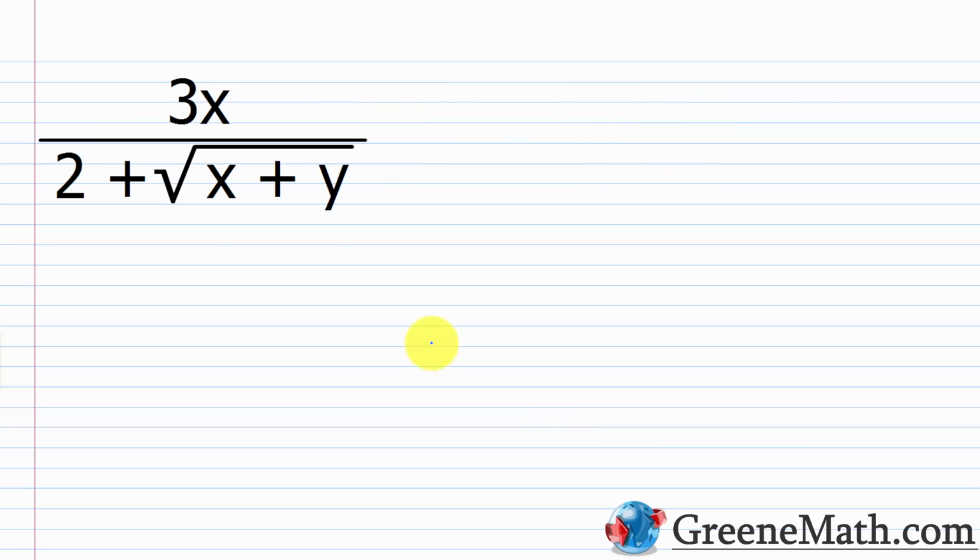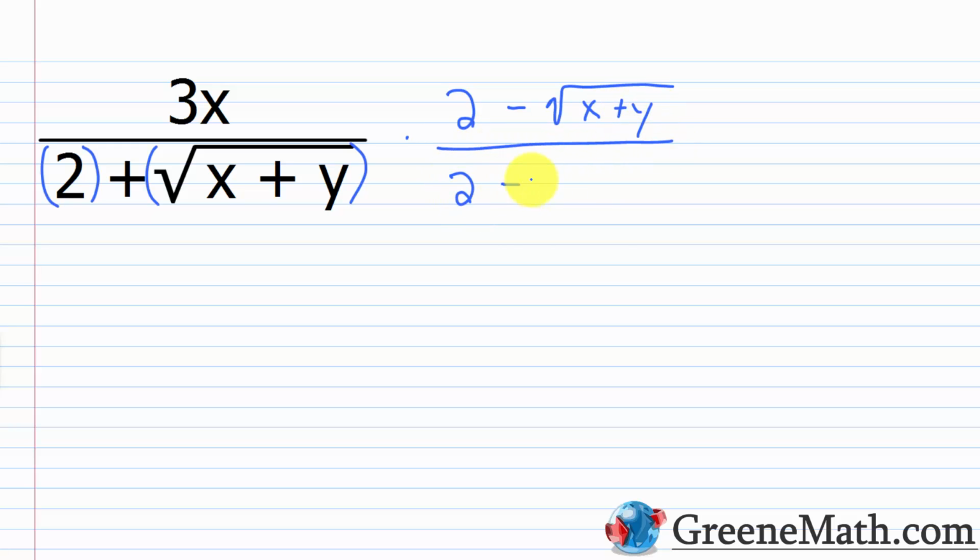All right, for the last one, we'll look at one that's a little bit challenging. So we have 3x over 2 plus the square root of x plus y. The idea is to treat this as the first guy and this as the second guy. So if I want to multiply by conjugates here, I'm just going to say this is 2 minus the square root of x plus y, and then down here, I'm going to put 2 minus the square root of x plus y. When you go through and multiply, it's the same principle.